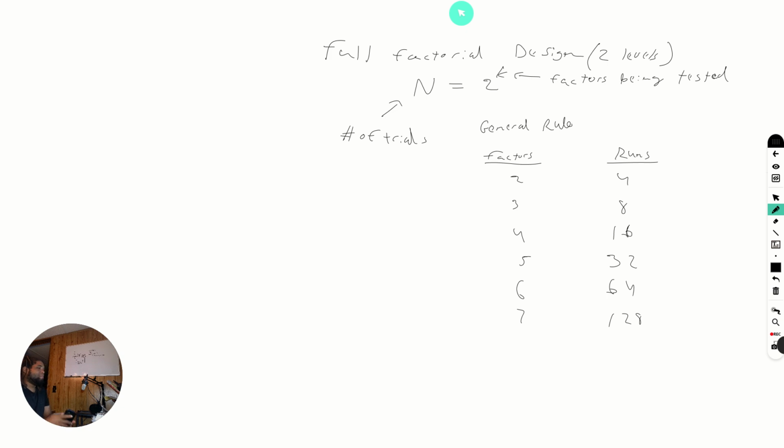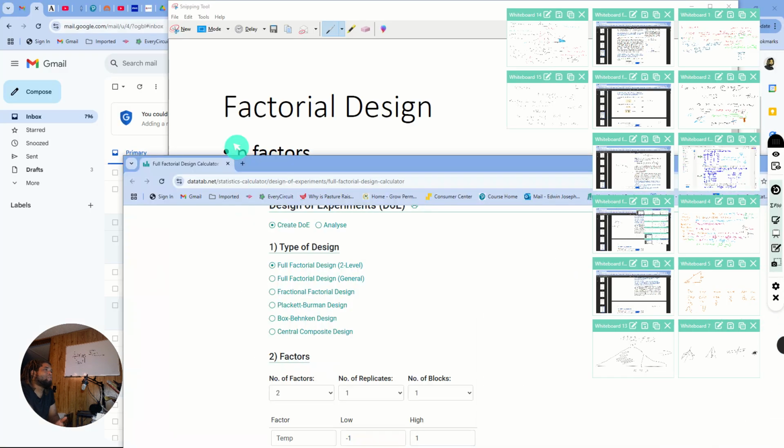I believe it typically doesn't go any higher than 128 because the number of runs or trials you have to do gets very large. So that's basically the gist of it. Now I have a tool here that I just looked up that'll actually help you do this. Again, it seems weird because they give you the depiction and you think maybe you have to draw a cube, and how do I put my data in a cube?